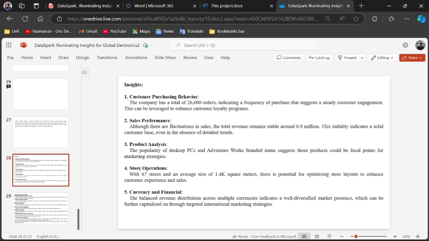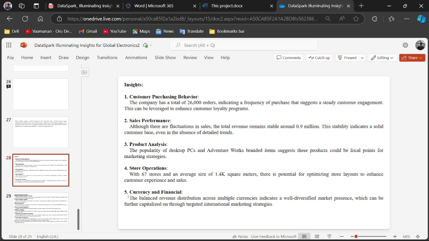Store operation. There are 64 stores with an average size of 1.4k square meters. There is potential for optimizing store layouts. We can use more space for the store. We can improve the store spaces to enhance customer experience for sales.